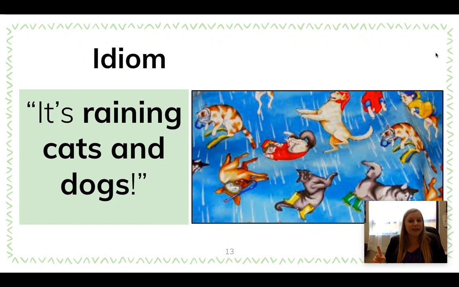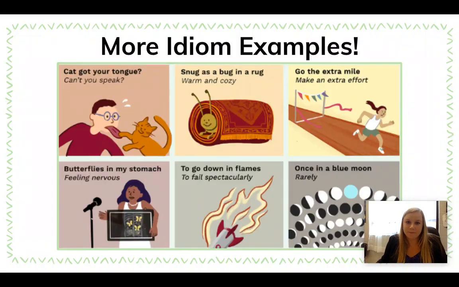Here's another really common idiom we run across. It's raining cats and dogs. Is it really raining cats and dogs? No, it's just raining a lot. And this is a saying that we have established through usage. So it's not a hyperbole anymore because we use it all the time.